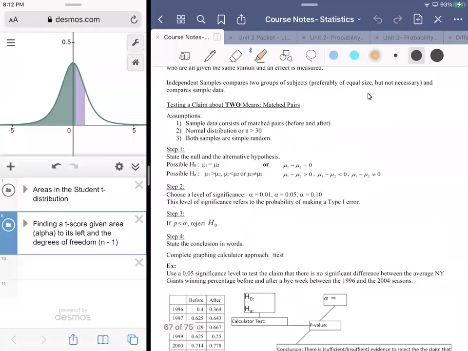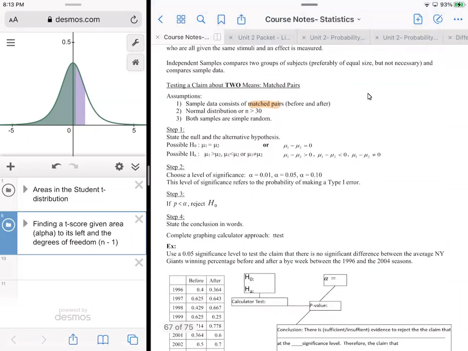You'll see the words before and after in the problem, or it'll be implied, pre and post. Like this group of individuals had a measurement taken, and then later on they had another measurement taken. It'll be implied that it's the same group with multiple measurements taken.